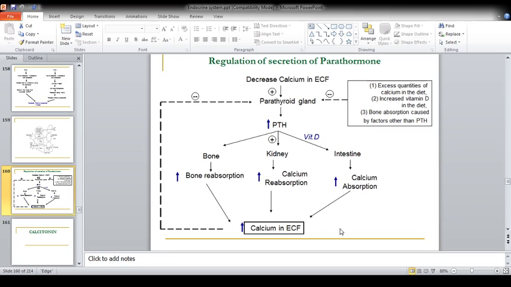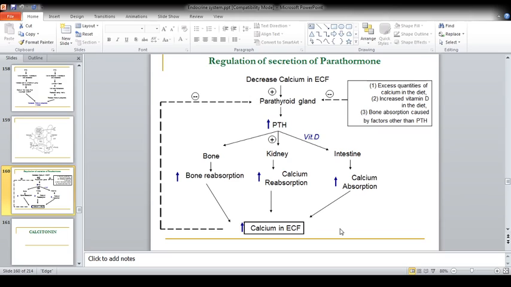that would act on three structures. First, the bone, where it would cause increased bone reabsorption via the slow and the rapid phases, as we've discussed earlier, and this would cause increased calcium in the extracellular fluid. Secondly, it would act on the kidneys and cause increased reabsorption of calcium from the kidneys.